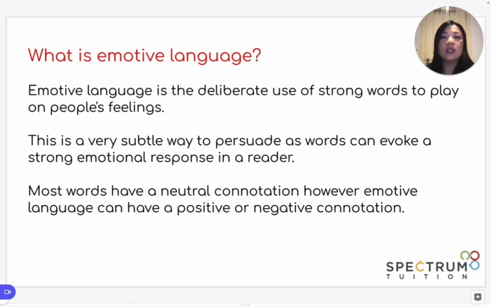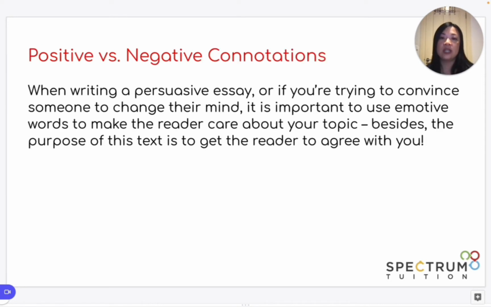So most words have a neutral connotation. However, emotive language can have a positive or a negative connotation. Right? So when writing a persuasive essay, or if you're trying to convince someone to change their mind, it's important to use emotive words to make the reader care about your topic. Besides, the purpose of this text is to get the reader to agree with you.